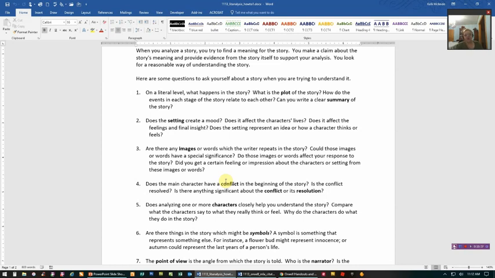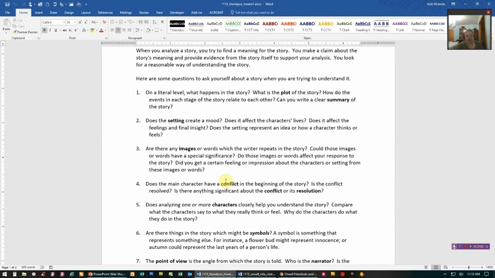So one of the first things we want to look at is, again, the plot. This is the sequence of events that happen in the story, right? So remember, the first thing we do is read to familiarize ourselves with the story, right? So what's going on? And can you write a summary of the story? And how are all of the scenes connected, right? How do they lead to each other? Kind of a cause and effect kind of thing, right?